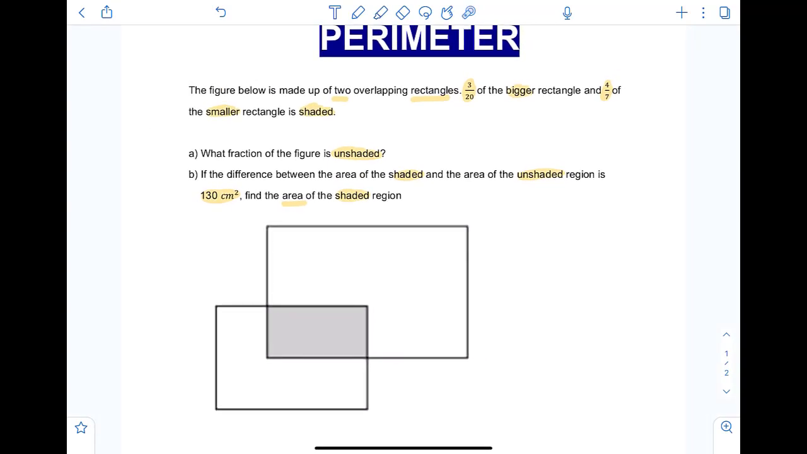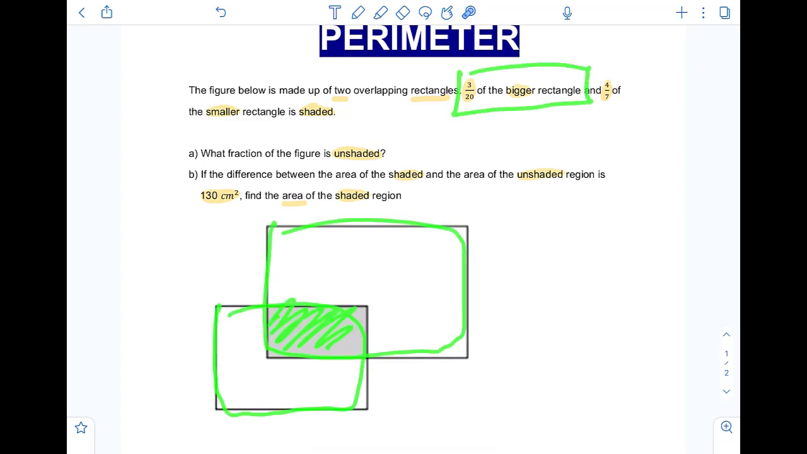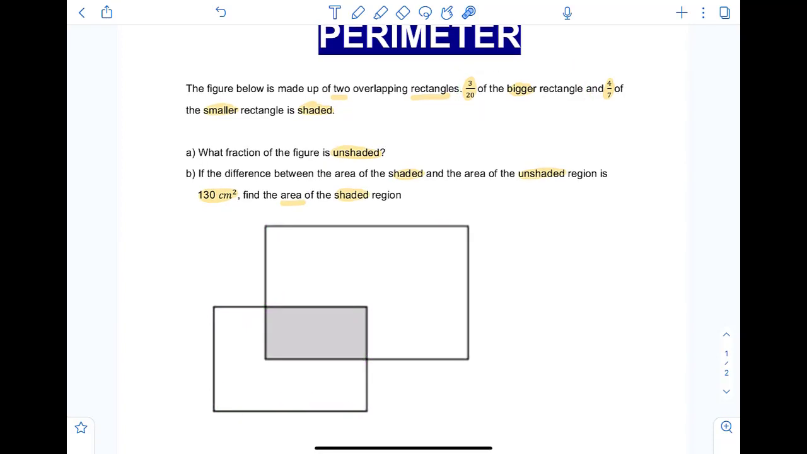Now take note, the shaded region is also the overlap region. This is the same area whether you're comparing it against the smaller rectangle or the bigger one. It should have the same area. Okay, so let's look at this particular fraction here. 3/20 of the bigger rectangle is shaded. So let's talk about the bigger rectangle. Alright, so 3/20 of the bigger one is shaded.